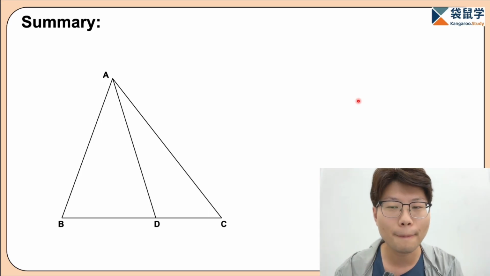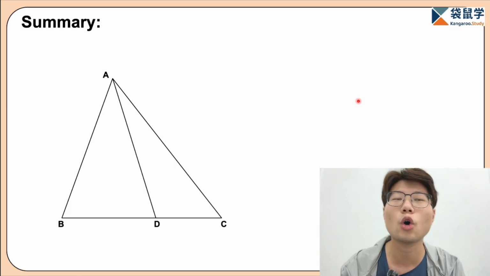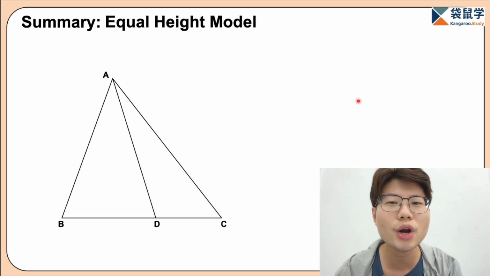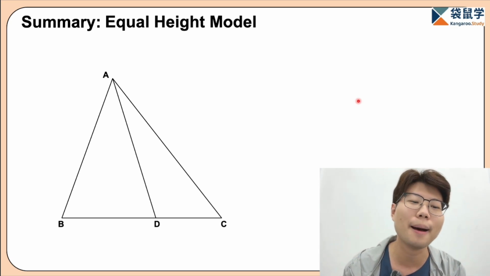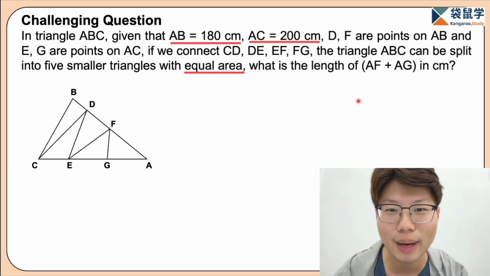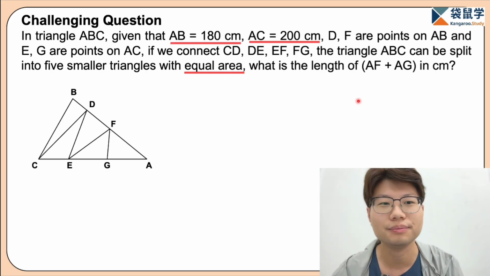We can also make a summary here. This model is also called the equal height model. If we know the area ratio, we can also get the base ratio. Okay, are we clear about this? Let's go back to the question.